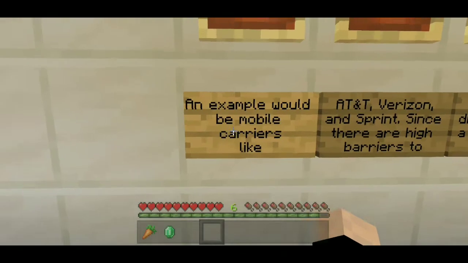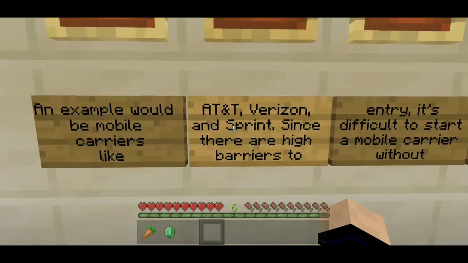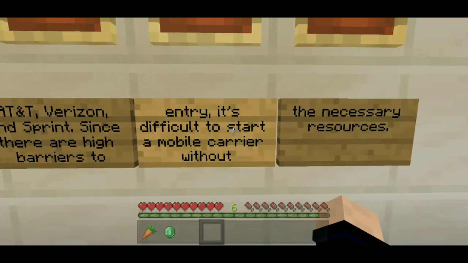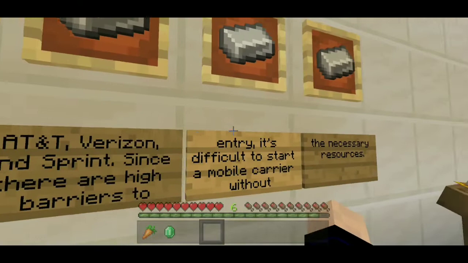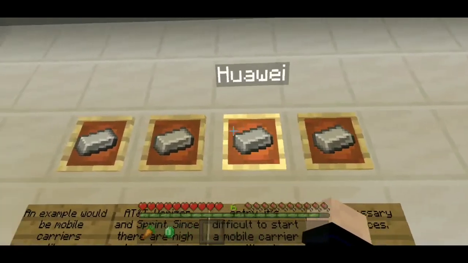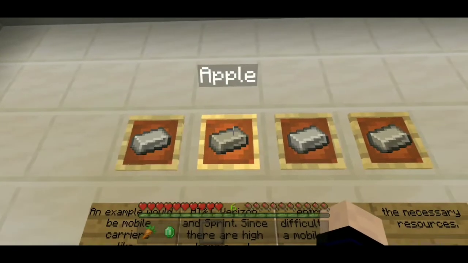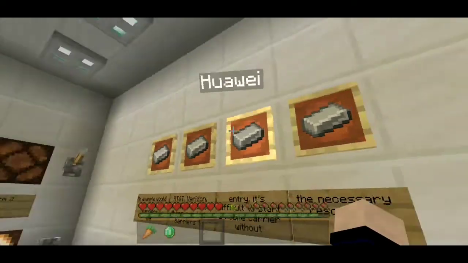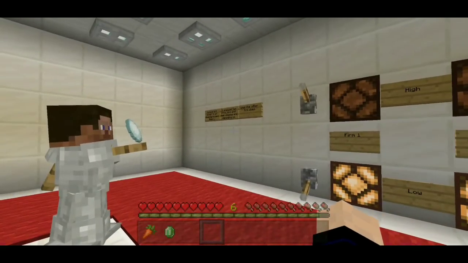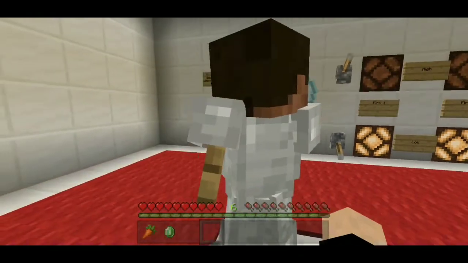So an example would be mobile carriers like AT&T, Verizon, and Sprint. Since there are high barriers to entry, it's difficult to start a mobile carrier without the necessary resources. And here we have another example of phone makers. There's Samsung, Apple, Huawei, OnePlus, and they sell phones. They do the same thing pretty much, but there is differentiation, and there are few sellers.